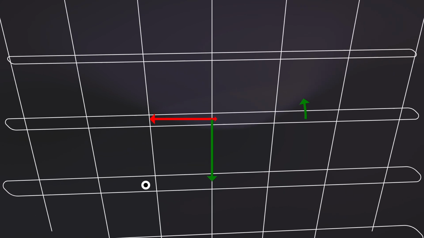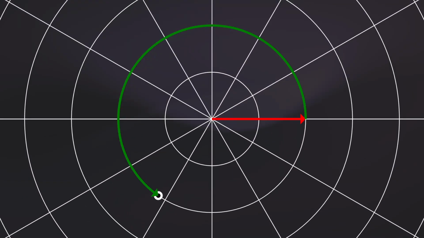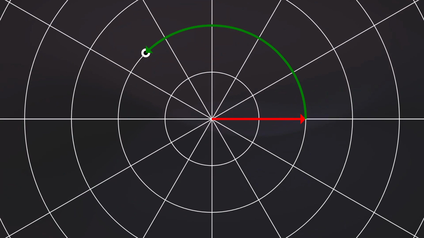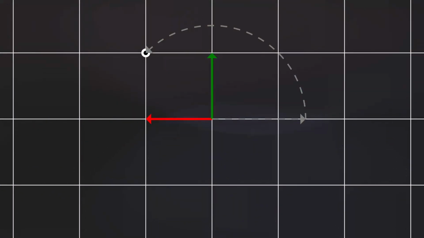That's great for moving left and right, or up and down, but it's not as intuitive when you want to describe movement around the origin. That's where polar coordinates help. Instead of x and y, we use radius and angle. Radius controls the distance from the center, angle controls the direction. Each system makes some movements simple and others harder. To convert between them, we use simple trigonometry.